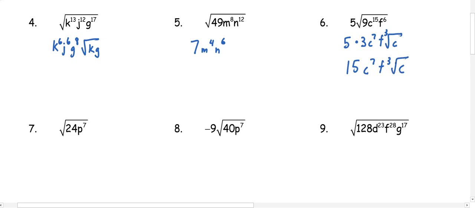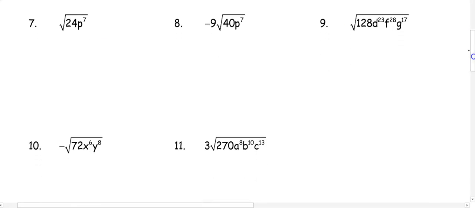Number 7, the square root of 24, p to the 7th. Well, 24 is not a perfect square, so we're going to have to make a factor tree of what multiplies to 24, which is 6 and 4. 6 breaks down to 3 and 2, and 4 breaks down to 2 and 2. So the pair of 2's goes out front. The 3 and the 2 that don't have pairs are left under the radical.